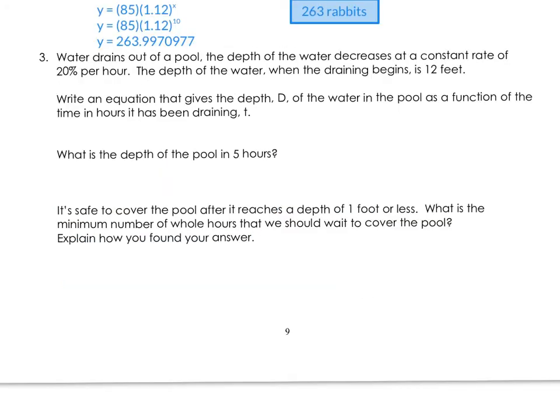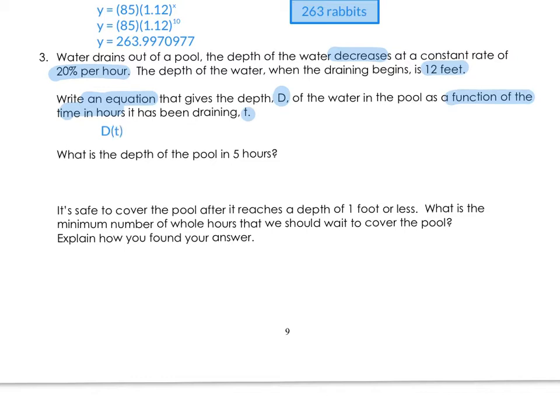Okay, the next one we have here is water that's draining out of a pool. The depth of the water is decreasing at a constant rate of 20% per hour. The depth of the water when the draining begins is 12 feet. Write an equation that gives the depth d of water in the pool as a function of the time in hours t. So this is one of those questions where they're making us write it before we can even start plugging anything in.